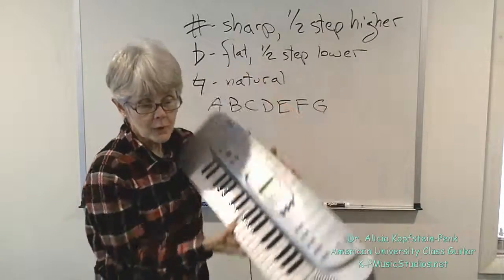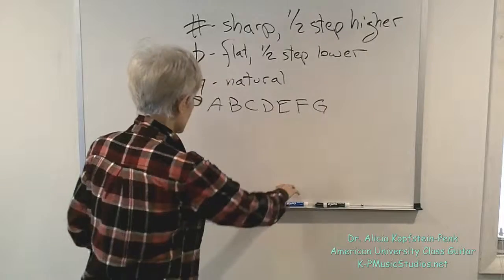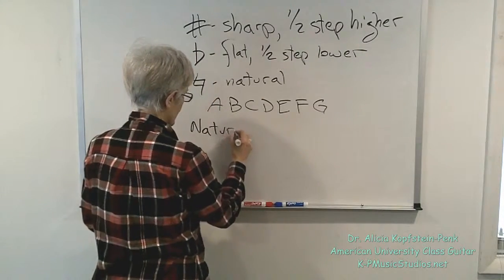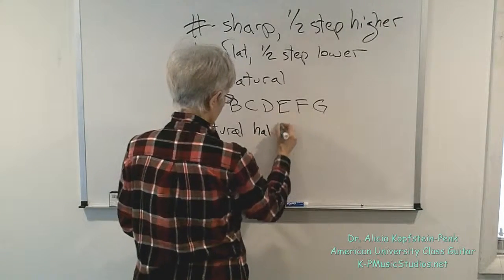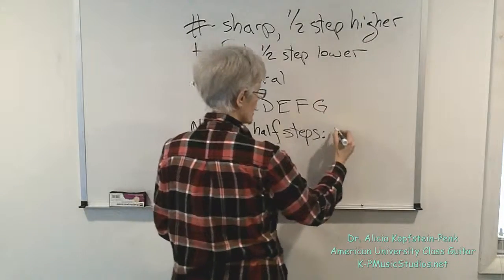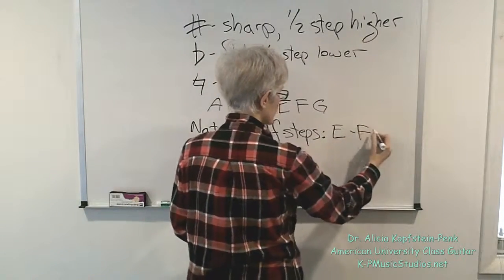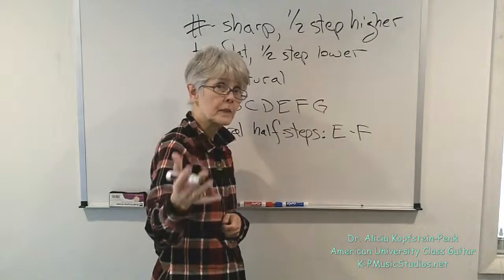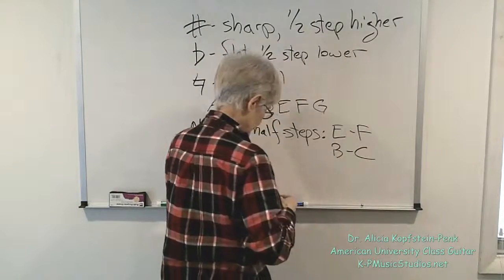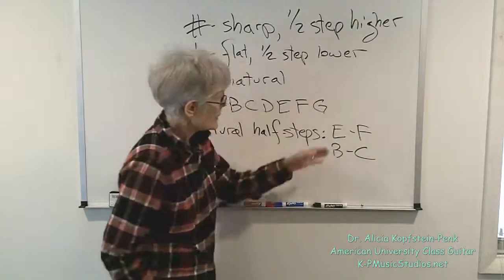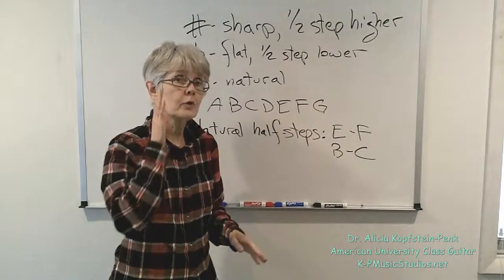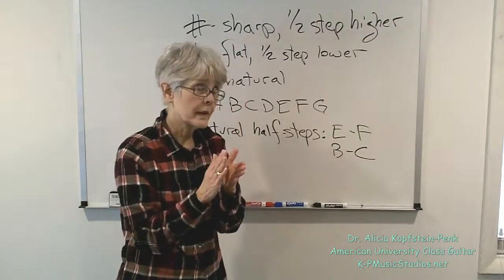So you need to memorize the fact that what I call the natural half steps occur between E and F. And some of you know the other place. What is it? B and C. So let's take a look at the keyboard. Remember, this means there is no black key in between E and F. You go directly from E straight to F.